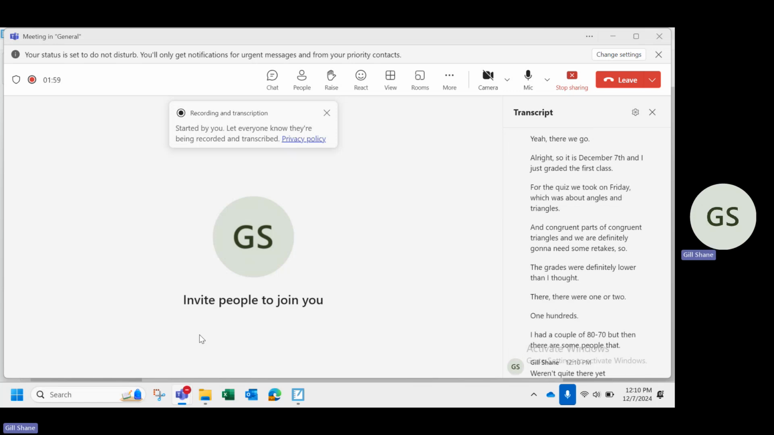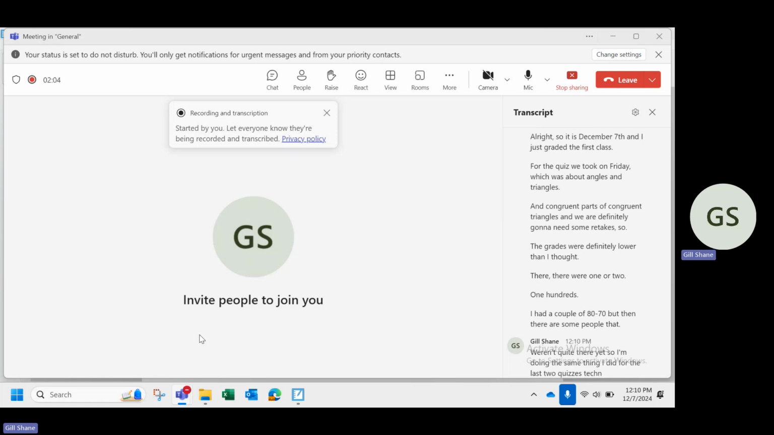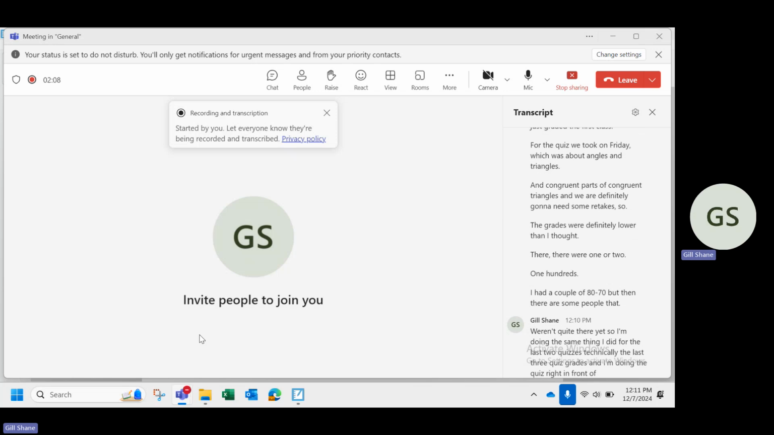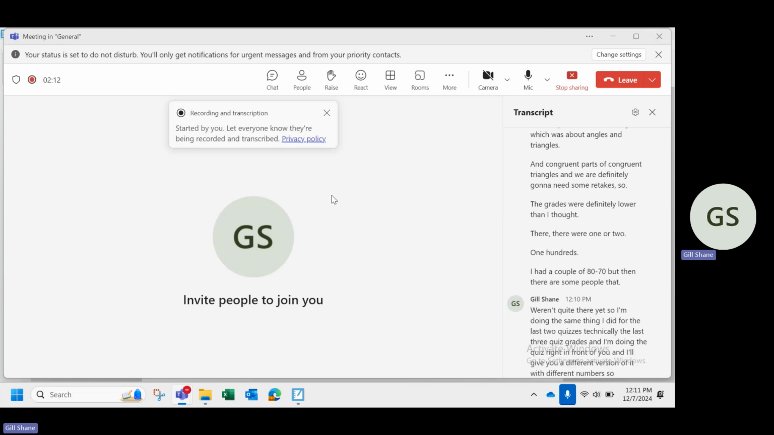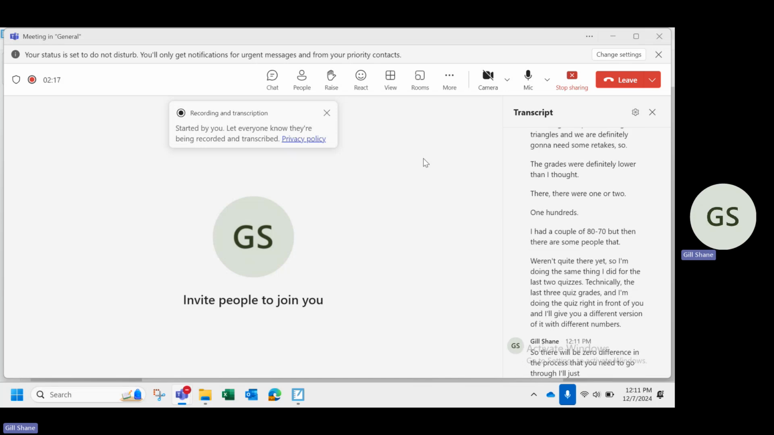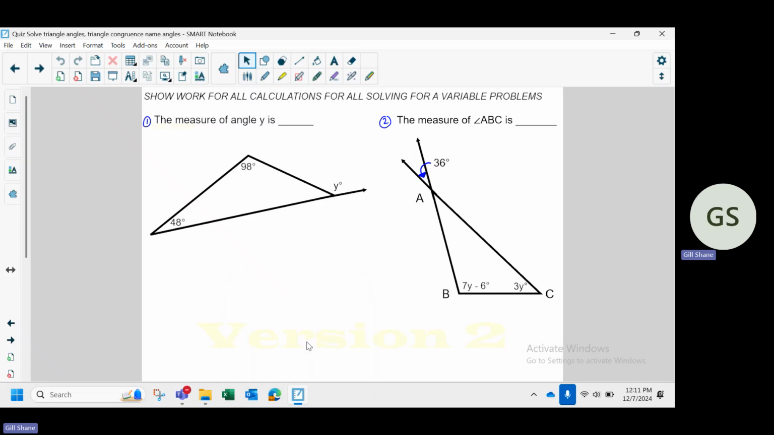So I'm doing the same thing I did for the last two quizzes, technically the last three quiz grades, and I'm doing the quiz right in front of you. And I'll give you a different version of it with different numbers. So there will be zero difference in the process that you need to go through. I'll just change the images and the numbers a little bit. So with that in mind, here's the quiz.